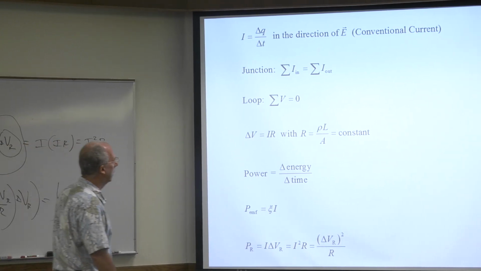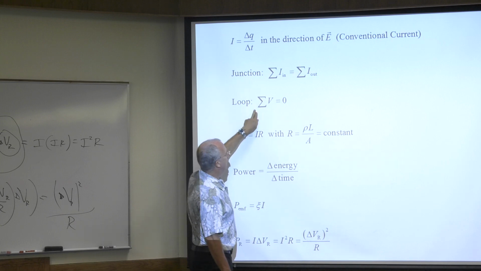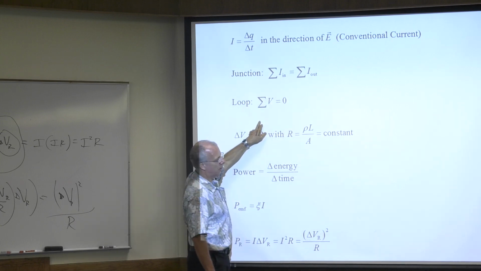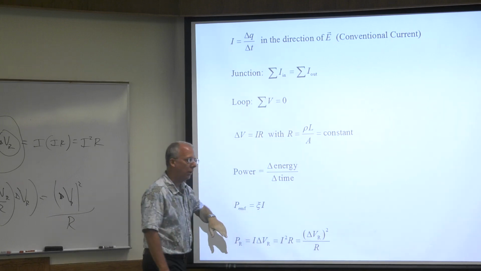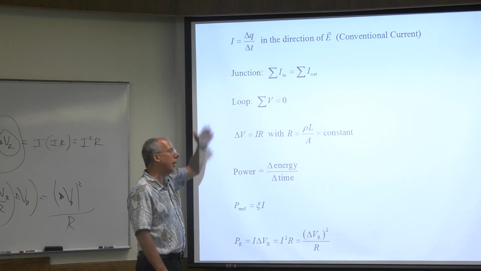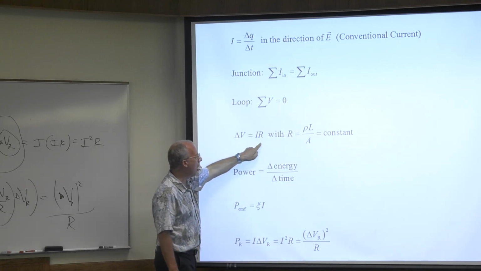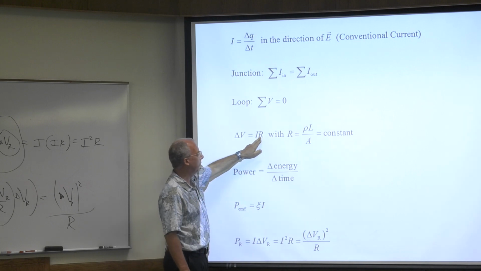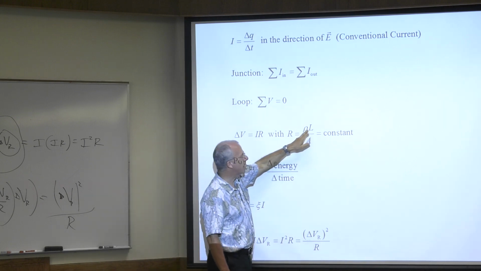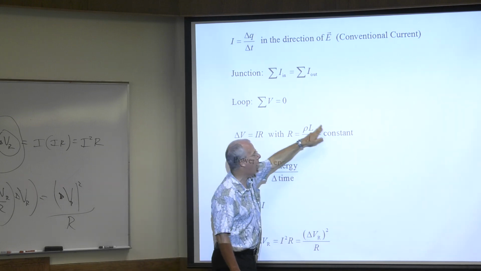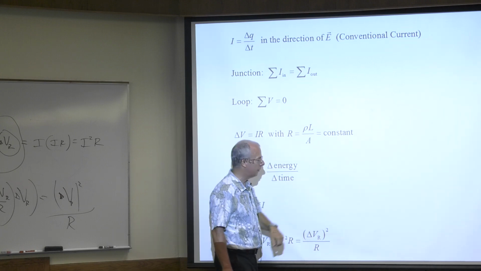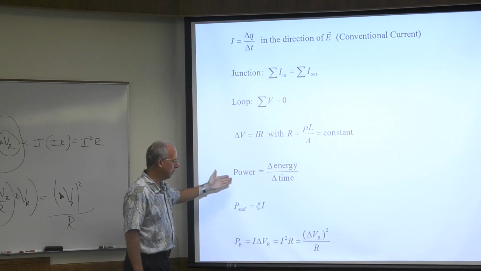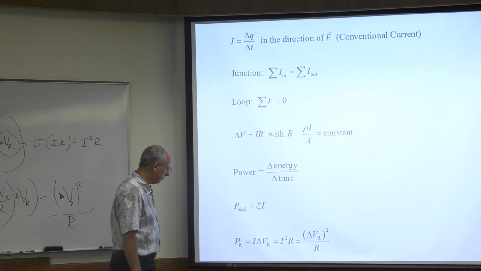Okay, junction. The sum of the currents in equals the sum of the currents out. Current is conserved. The loop rule: you go around the loop, the sum of the voltages is 0. You gain and you lose, or you lose and you gain. Ohm's law, delta V equals IR. The resistance, the resistivity times the length over the cross-sectional area, is constant for a given wire. Power, you already knew this: change in energy over change in time.